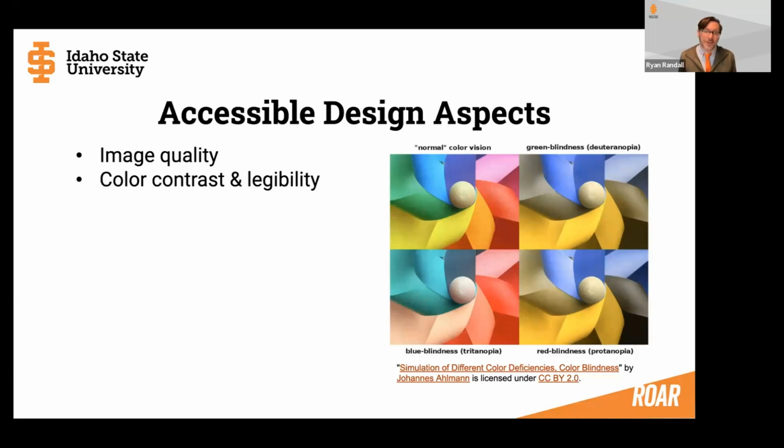Also, make sure that if there are details that are conveyed in the image, that you're not conveying them in a way that won't be discernible by people with differences in color vision. So if people can't see green or blue or red, those are some of the examples on the right of how those people would experience the image, as opposed to in the top left of this image is the normal color vision.